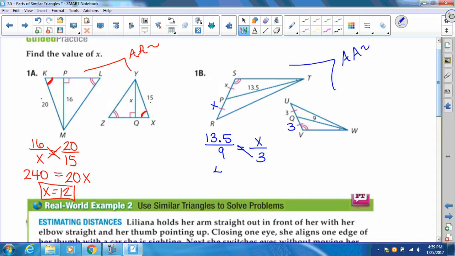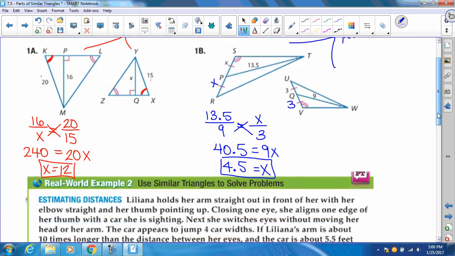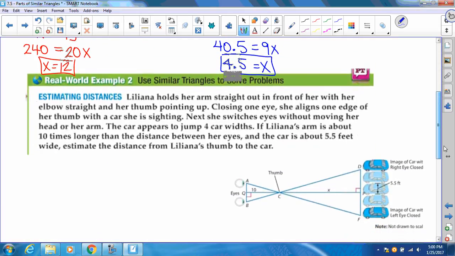13.5 times 3 is 40.5. 9 times x is 9x. Divide by 9, and x is 4.5. And there will be my answer. So make sure on these that you know the triangles are similar before you start setting up proportions.